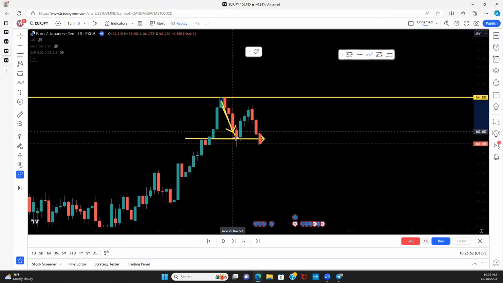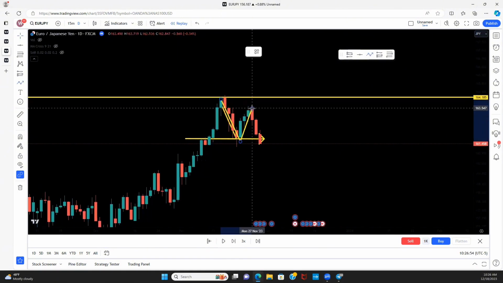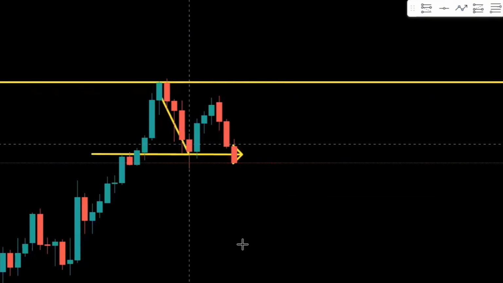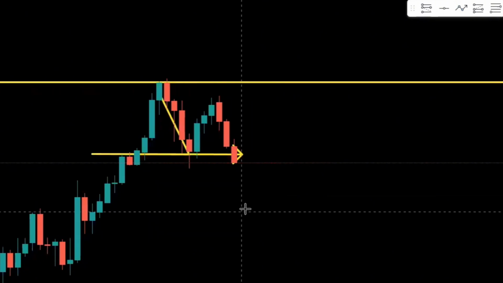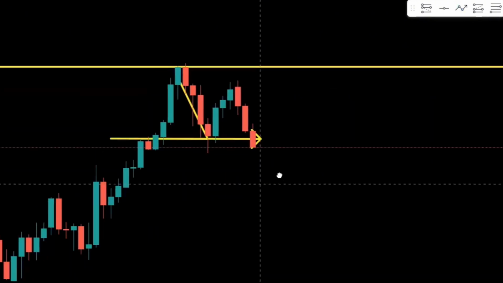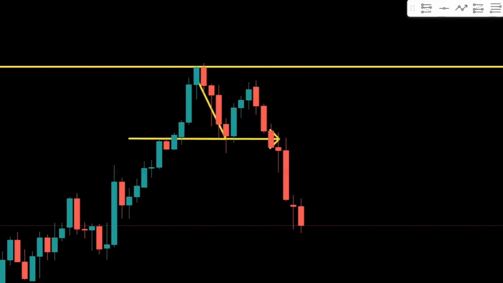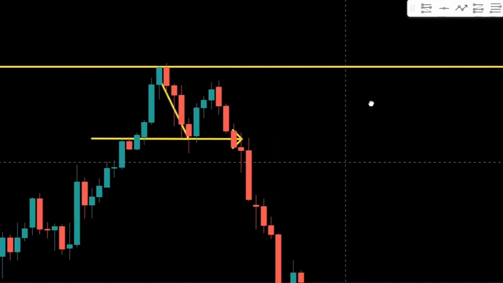So now we have a low, a lower high, and a lower low. Now if price treats this support level as a resistance, that is when we want to pull the trigger and start looking for sells, and that could be the beginning of the downtrend coming into play. So now let's hit the play button and see what price does. And that's exactly what happened.